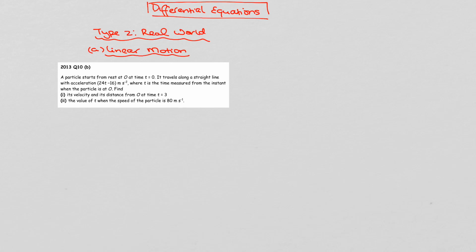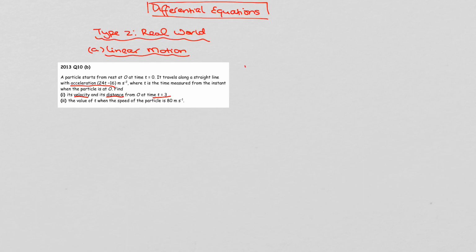Differential equations, type 2, real world, A, linear motion. 2013, question 10b states that a particle starts from rest at 0 at time t equals 0. It travels along a straight line with acceleration of 24t minus 16, where t is the time measured from the instant when the particle is at 0. Find 1, its velocity, and its distance from 0 when the time is equal to 3.